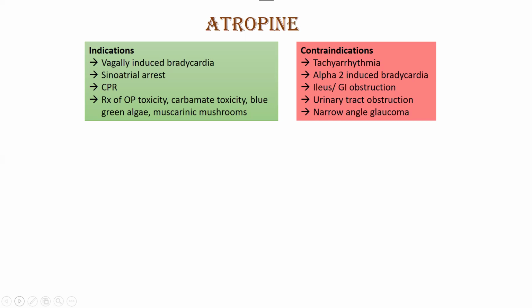Next we have the contraindications of atropine, which include tachyarrhythmia, because we know atropine increases the heart rate. So if the patient is already having tachyarrhythmias and you are giving him atropine, it will further increase the heart rate, and that is fatal for the animal.